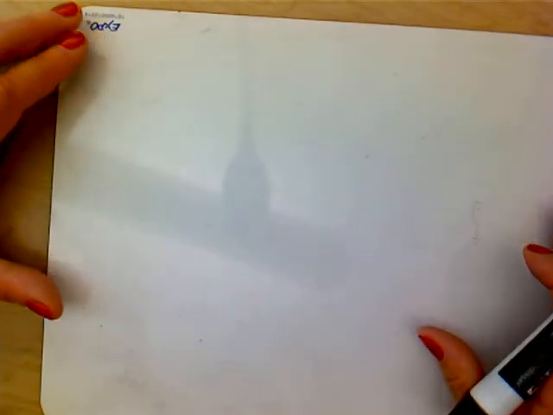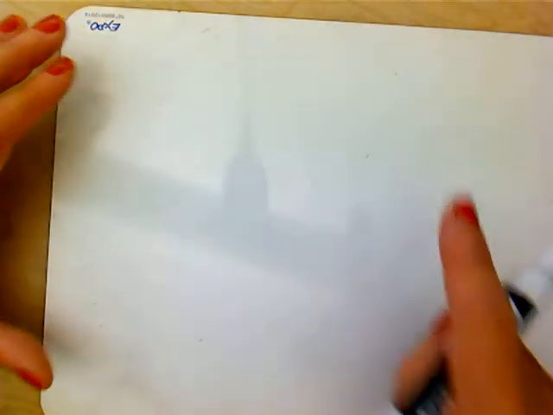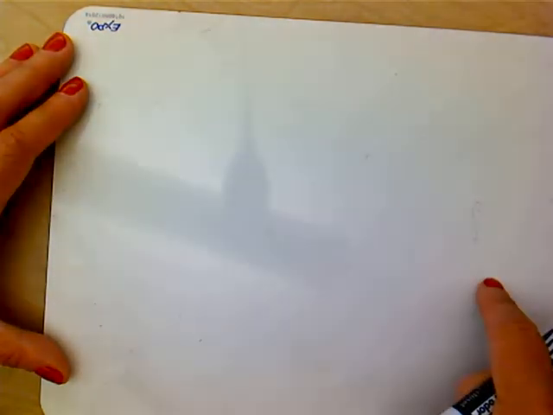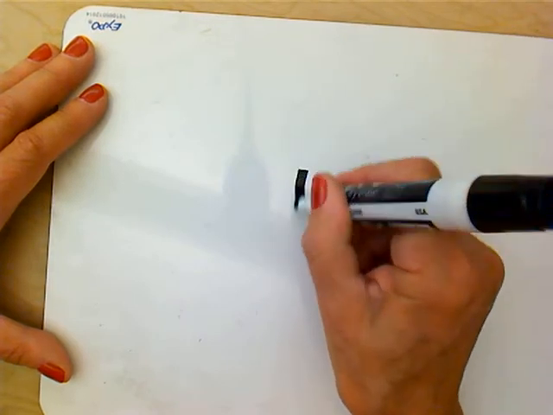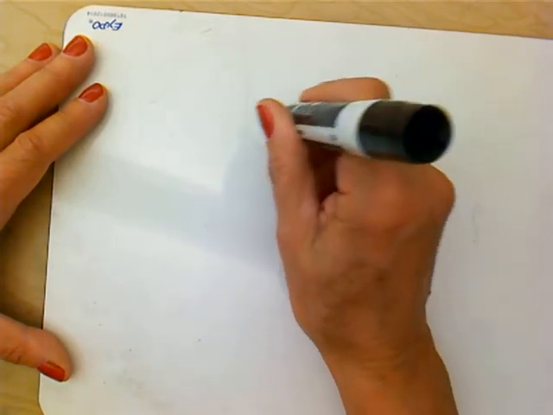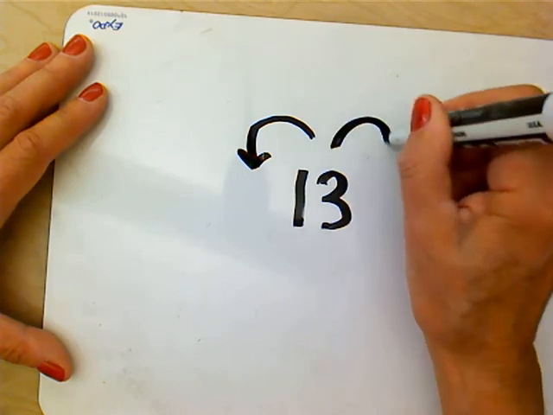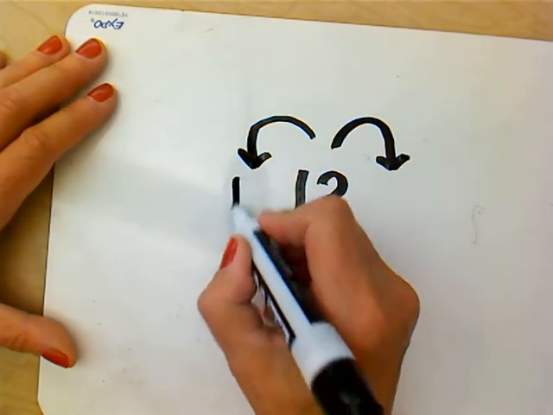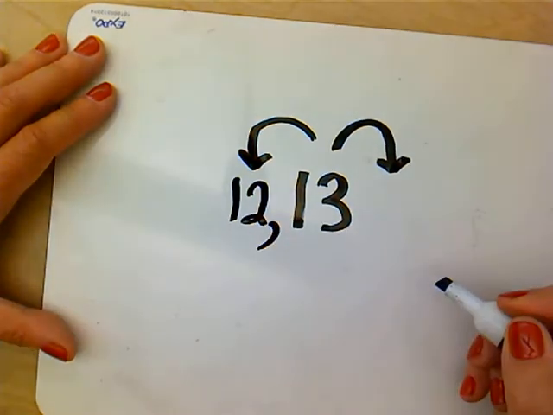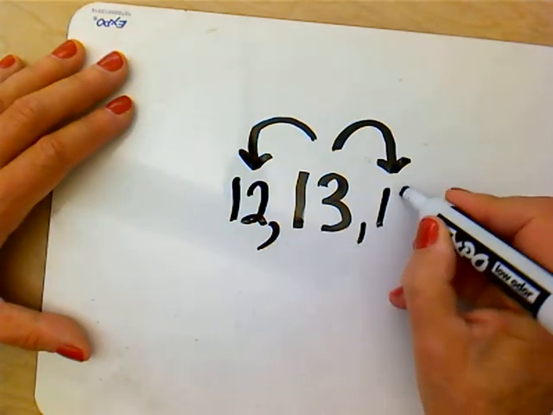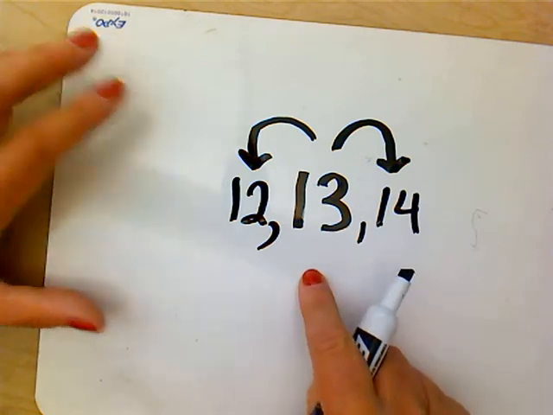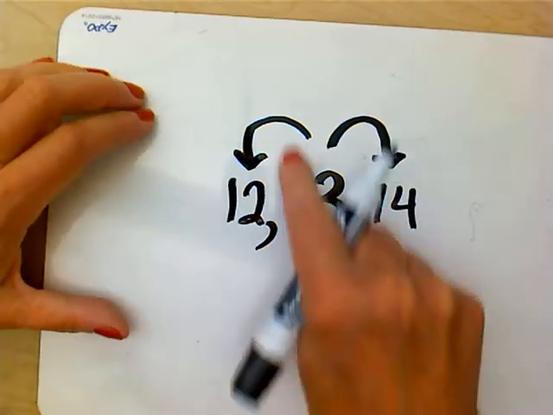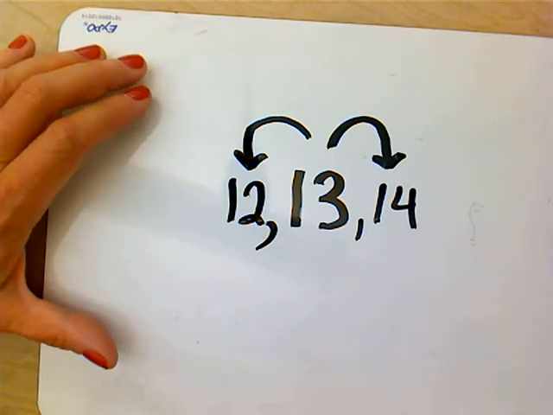Okay, our next skill we are going to be looking at, this will help you with your sprint today. So we are going to be thinking about what comes before and what comes after a number. So if I had, say, the number 13, I want to think what number comes before 13 and what number comes after 13. So I'm thinking the number that comes before 13 would be 12, and the number that comes after 13 would be 14.